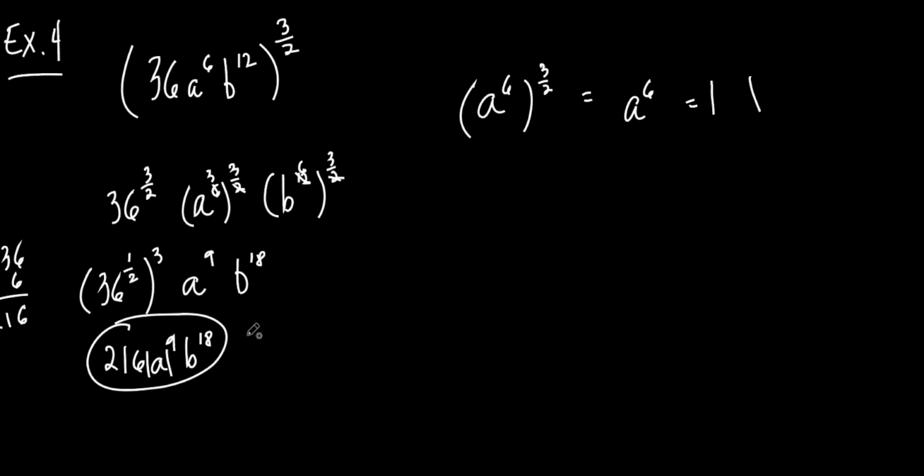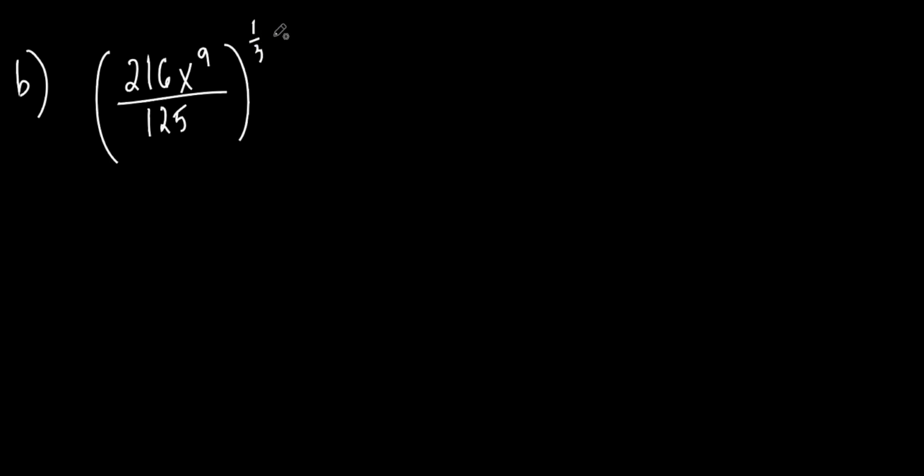I think we still got time. This is part B to that example. 216 x to the 9th over 125. And this is to the 1/3 power. All right. Well, let's put everything to the 1/3 power.